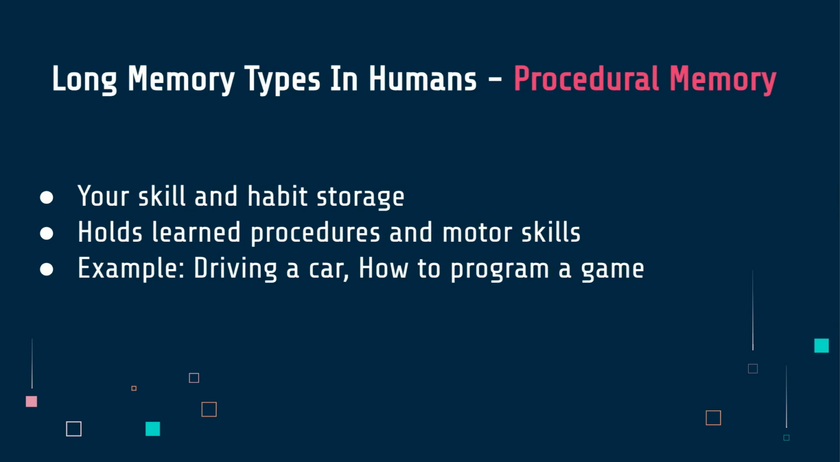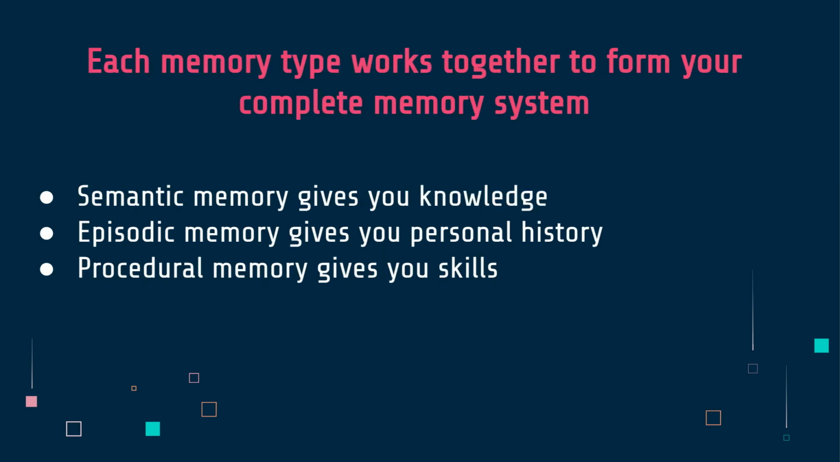We also have procedural memory, and procedural memory stores instructions, right? How to behave, like how to drive a car, how to program. If you know how to program in Python, that's stored in procedural memory, right? We will look at all this in terms of AI memory as well. Each memory type works differently to form your complete memory system.